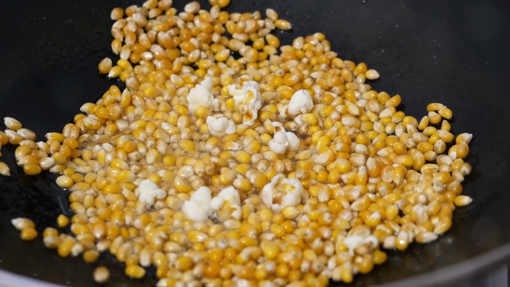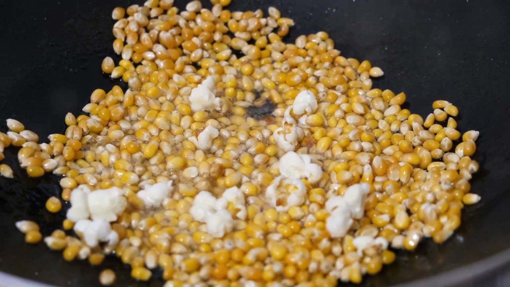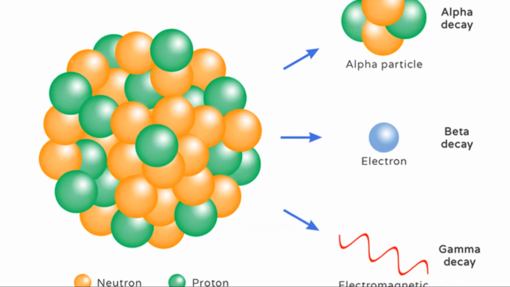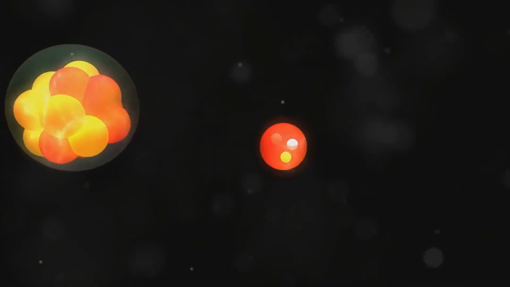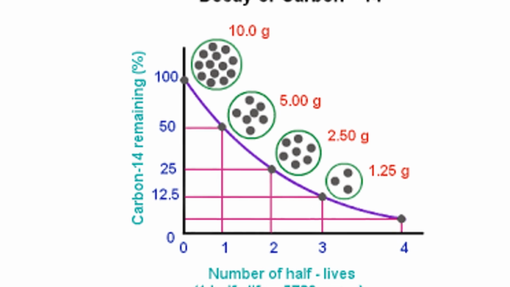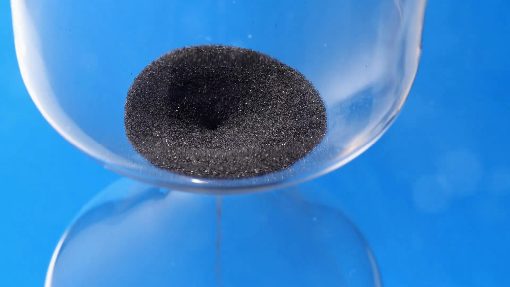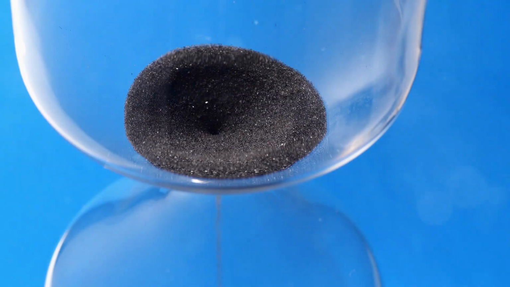Imagine a popcorn kernel. You can't predict exactly when it will pop, but you know it will eventually. Radioactive decay is similar. We can't predict when a specific atom will decay, but we can determine the probability of decay over time. This probability is expressed by a concept called half-life. Half-life is the time it takes for half of a given amount of a radioactive substance to decay.